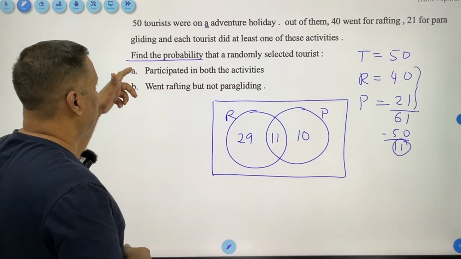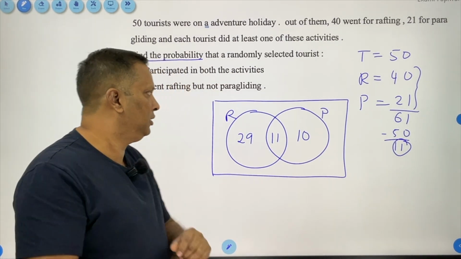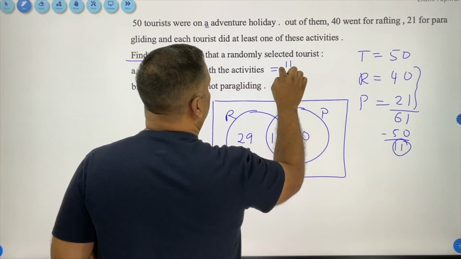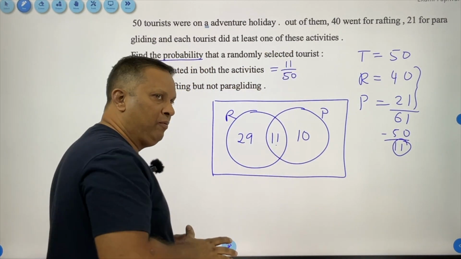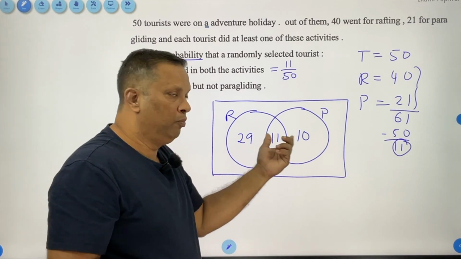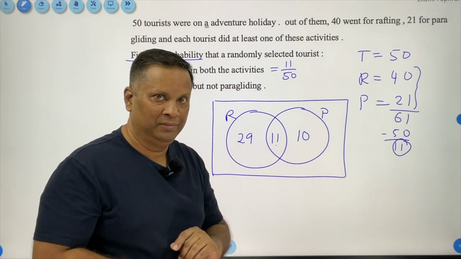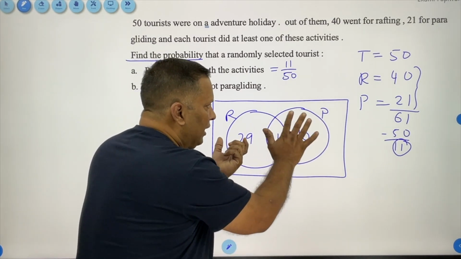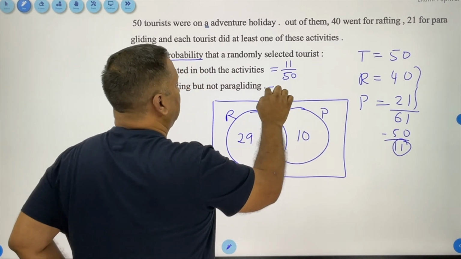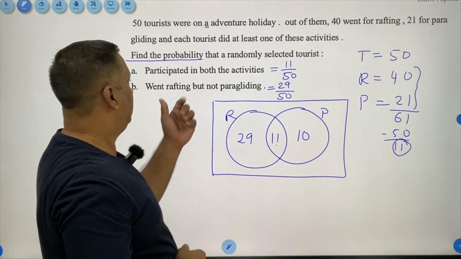Now time for answering our questions. Participated in both the activities. Both the activities means intersection of both the circles. 11. Okay. So let's go ahead and write the probability is 11 upon 50. This is the most simplified form. Can we simplify? No. So leave it there. 11 upon 50 is the probability that tourists did both of them. Went for rafting but not paragliding. So hide paragliding because they have not done this. Which is left? 29. So our answer will be 29 on 50. Okay. Easy.